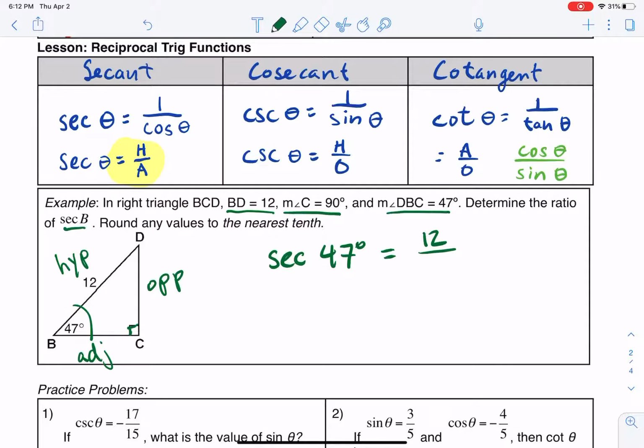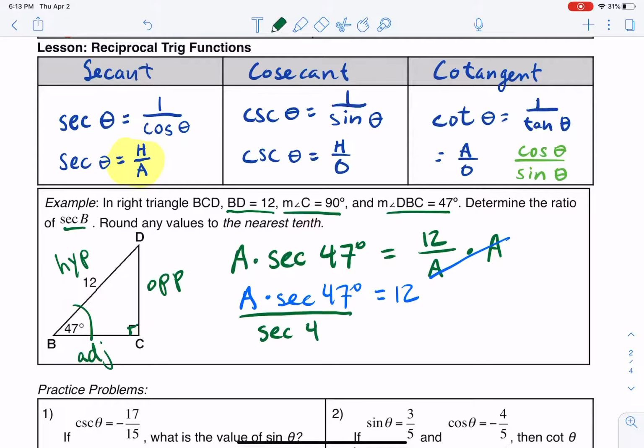I don't know what my adjacent side is. I could just use the capital letter A. So to solve for secant, I'm going to multiply both sides by A. We'll cancel here. Then I'll have A times secant of 47 degrees equals 12. Right? Solving for A, which is what I'm looking for here, I'm going to divide both sides by secant of 47.